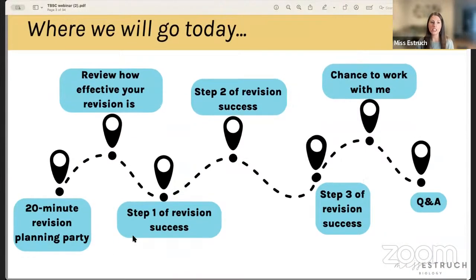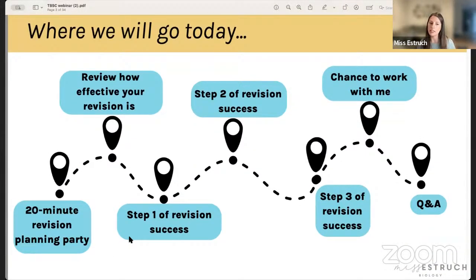Okay, so what we're going to do in this session, then, I've briefly said a little bit, but here's a journey of what you're going to experience between now and 7 o'clock. We are going to start with me explaining to you what a 20-minute revision planning party is.